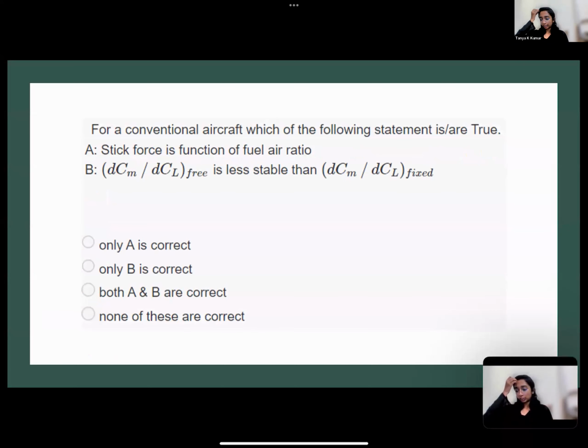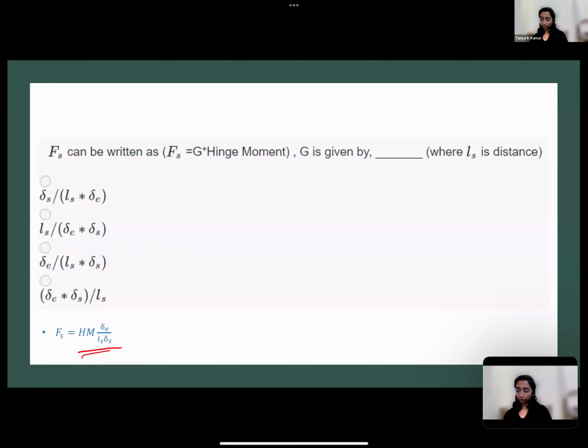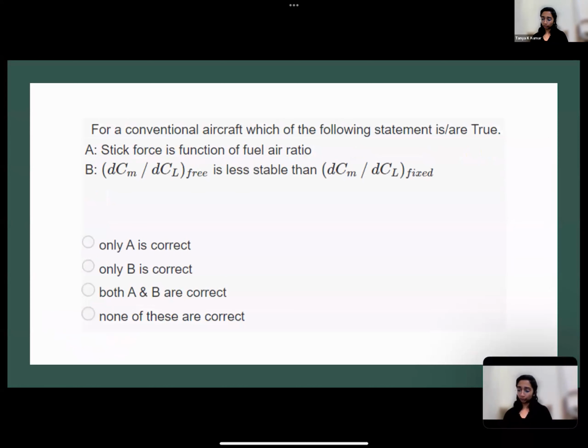For a conventional aircraft, which of the following statements are true? Stick force is a function of fuel air ratio. DCM by DCL free is less stable than DCM by DCL fixed. Stick force, we know this is the equation. Is the fuel air ratio there anywhere? No. So the first statement is false. A is false. Is B true? Only the second part is true. So only B is correct.